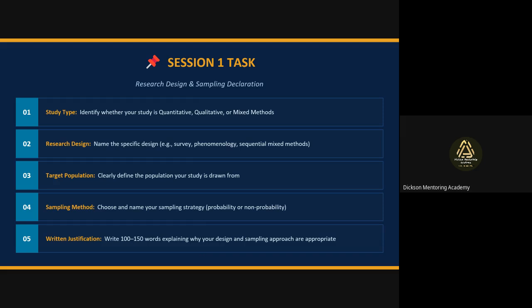Two, name the specific design you used or you are using, e.g. survey, phenomenology, sequential method, experimental design, and so on. Three, target population. Clearly define the target population your study is drawn from. I want you to do this and supply the answer in the comment box.